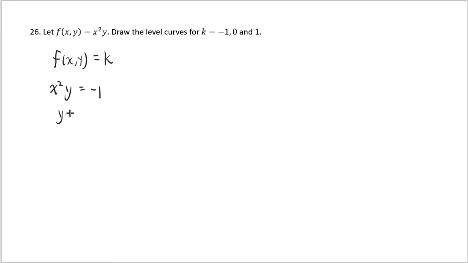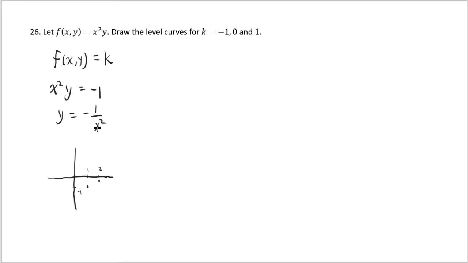For this one, I can divide both sides by x squared and you get y equals -1 over x squared. You can make some table of values. If you plug in 0, it's undefined. If you plug in 1, you get -1. And if you plug in 2, you get -1/4. A little bit more inspection tells you that as you go further and further to the right, it will get closer and closer to 0.